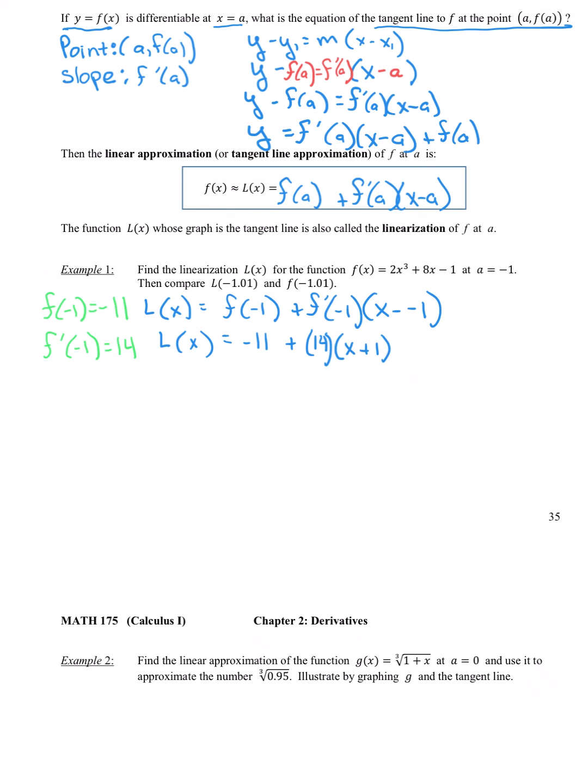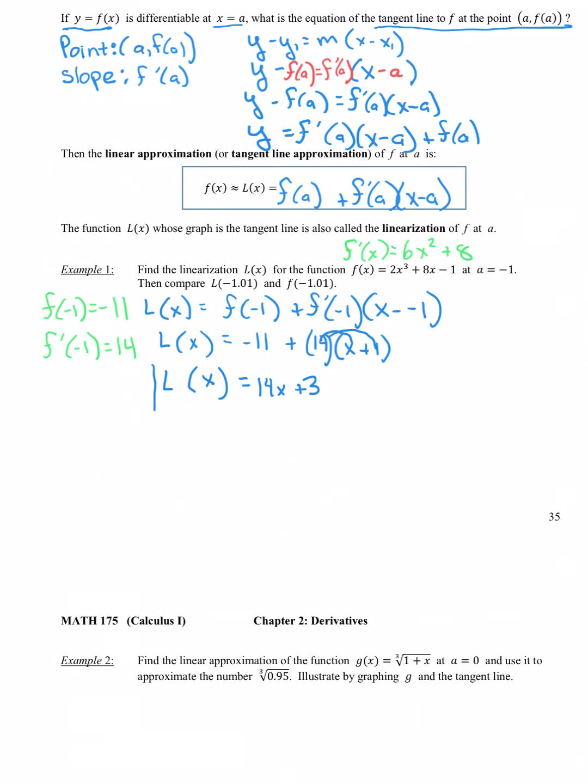I plugged -1 into this function and I got -11, okay? What's the derivative at -1? I took the derivative of this function. Here's the derivative, and I simply plugged -1 into that to get my f prime at -1. Is that okay? So there we go. And from here, we can go ahead and get our linearization. We'll have 14x plus 14 minus 11, that'll be 14x plus 3.